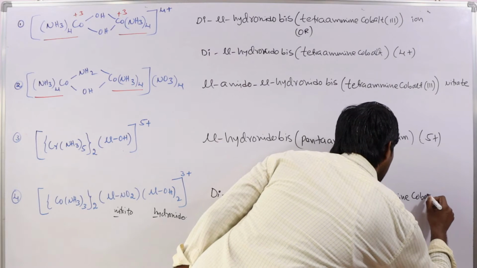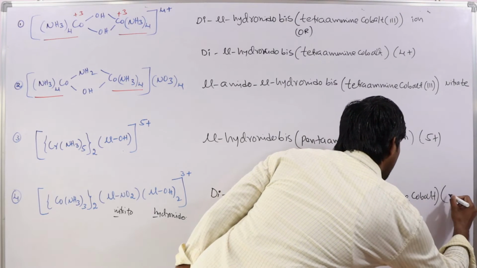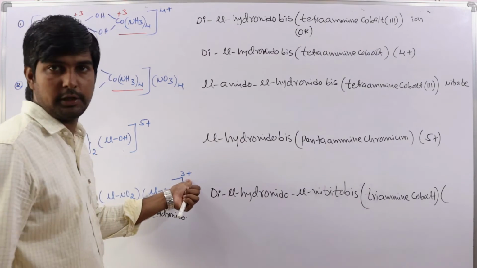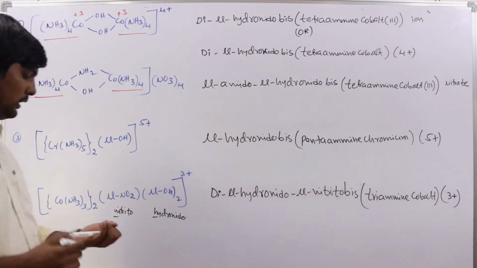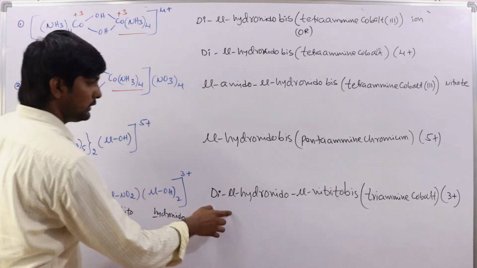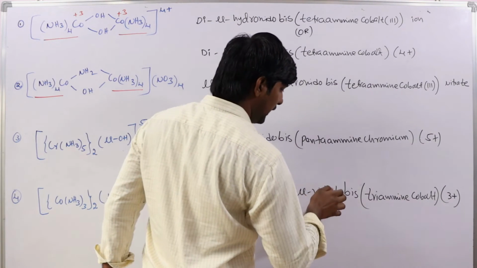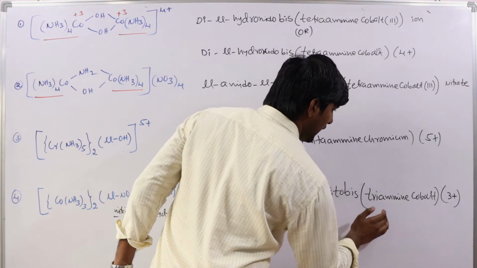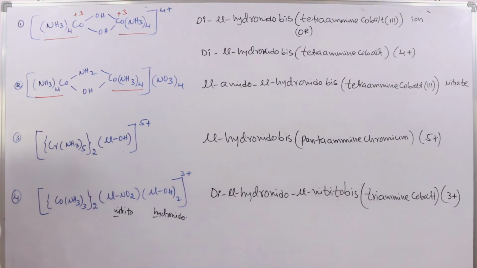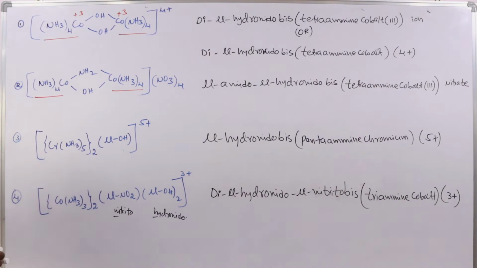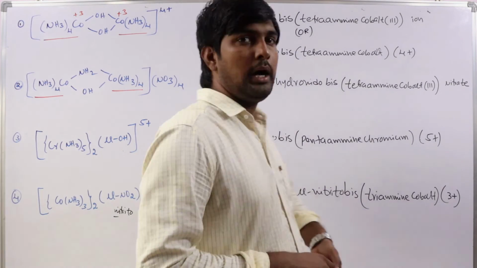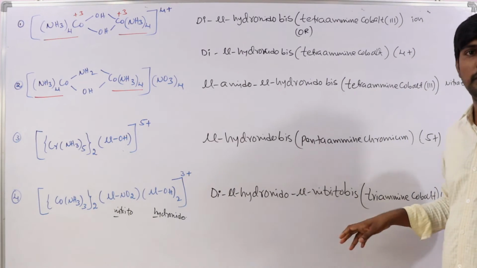Triamine cobalt. Close the brackets, and here we have a charge of 3+. So that's why we write 3+ here. So the name is dimu hydroxido, mu nitrito, bis triamine cobalt 3+. In this way we can write the names for the bridged complexes by a different method, not as per the IUPAC rules. Both are acceptable.